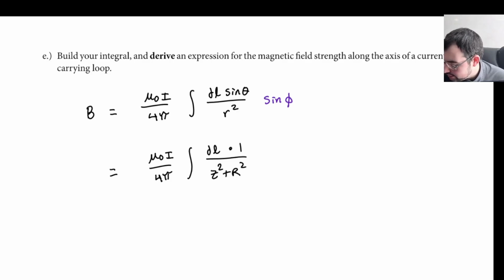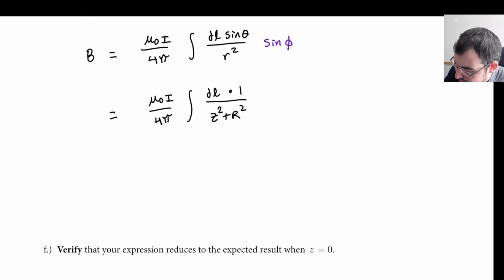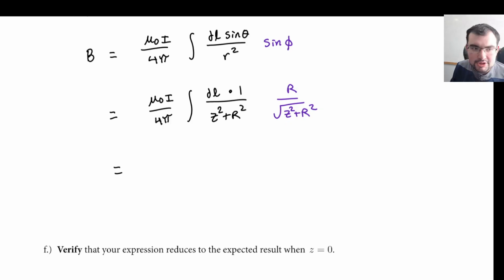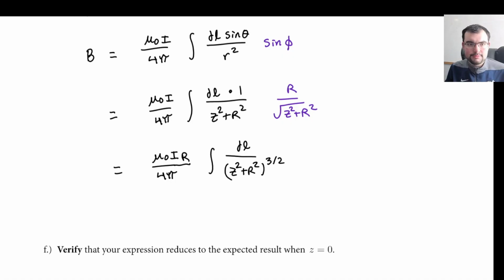So what is sine phi? Well, opposite over hypotenuse, it's pointing at the r vector. So we get this, because the opposite side, the one it wasn't touching, was r. So we get mu naught I over 4 pi times the integral. We can pull out the r of dl over, we get the 3/2 power again for the same reason. But z and r are both constants, just like it was for the ring of charge. So actually everybody's a constant, so everybody gets pulled out.